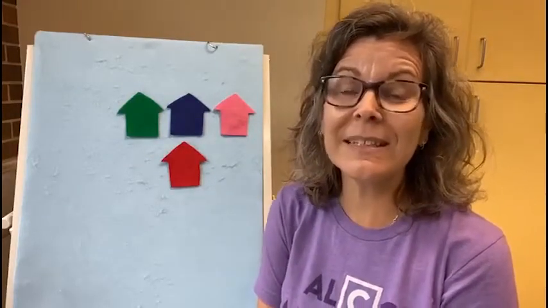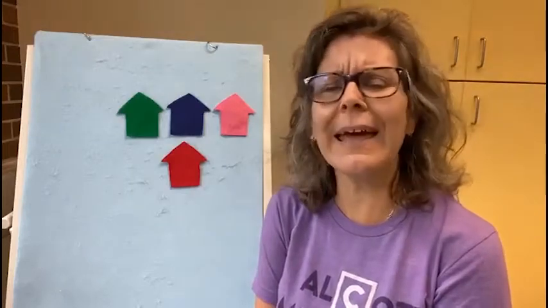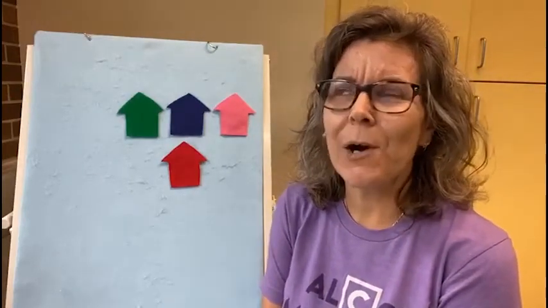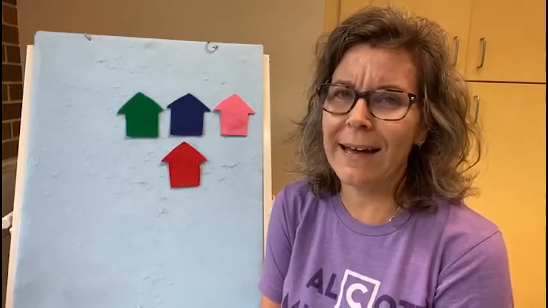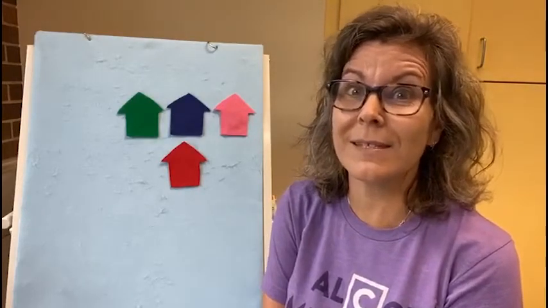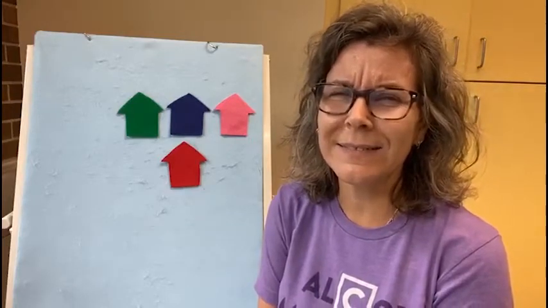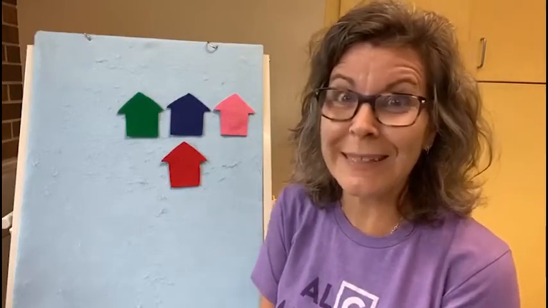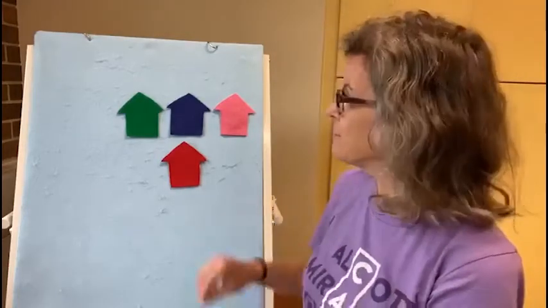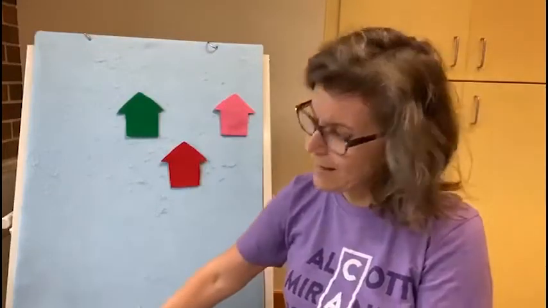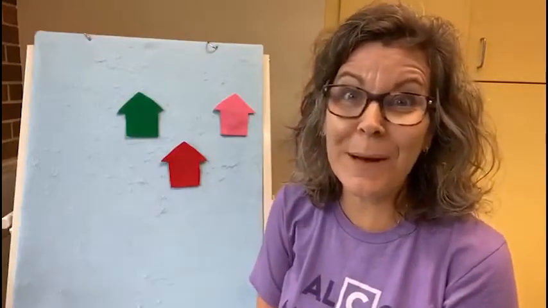Okay, let's say our rhyme again. Little mouse, come on out and play. In which house are you hiding today? Are you hiding in the house that is the color of the sky? What color is the sky? Blue. Let's check the blue house. Nope, no mouse there.